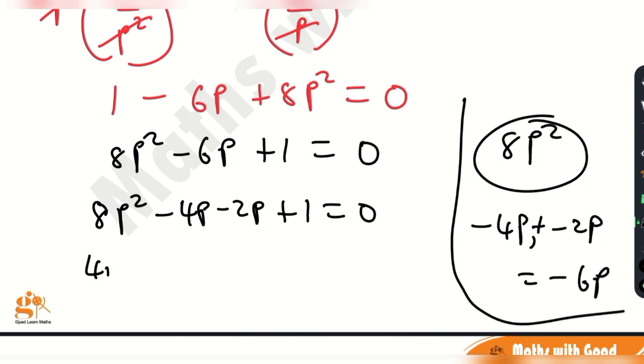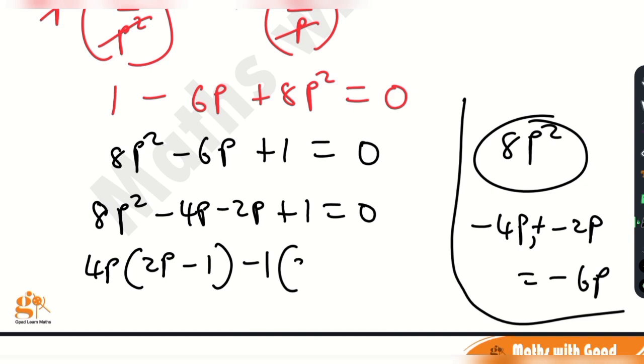What's common? 4p. Open a bracket. 4p goes into 8p squared, you are going to have 2p. 4p goes into 4p, you have 1. So that's minus 1. Here, it might seem that there's nothing common, but 1 is always common. So let's factor out 1.